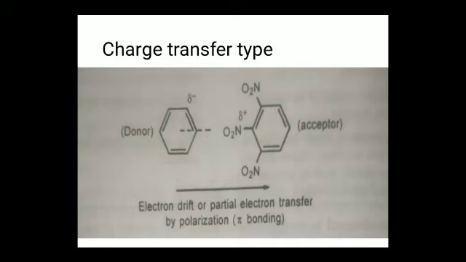By observing the diagram, 2,4,6-trinitrobenzene acts as an acceptor and induces dipoles in benzene. Benzene donates electrons, and these electrons can be transferred to and accepted by the 2,4,6-trinitrobenzene.